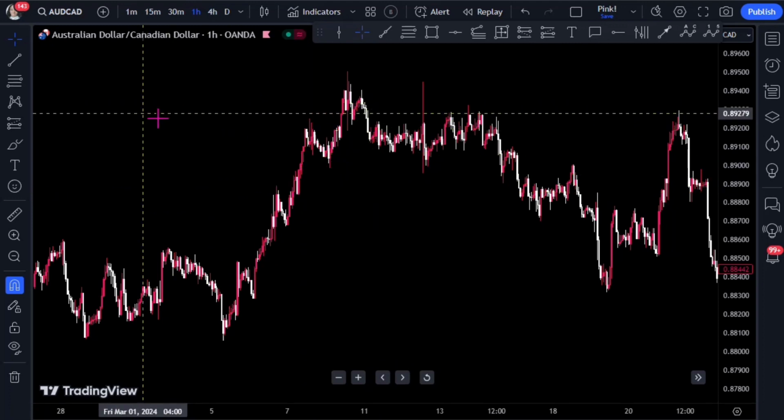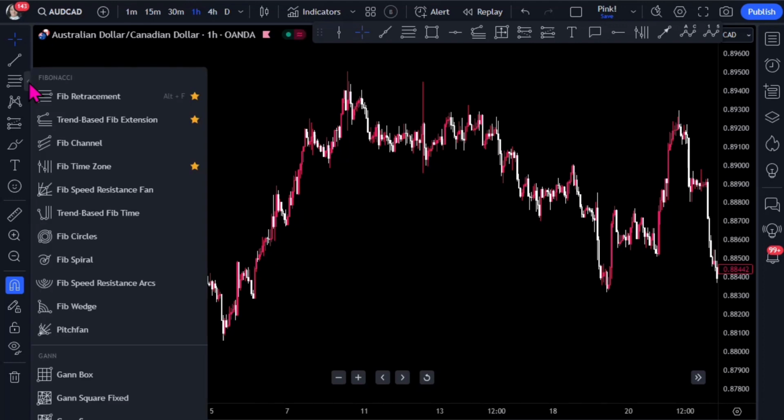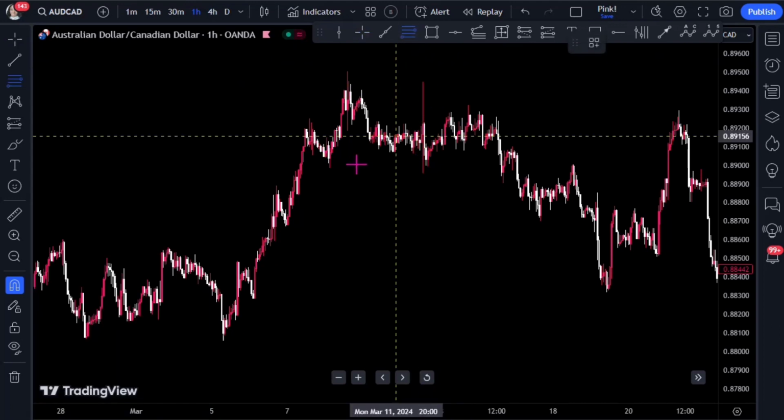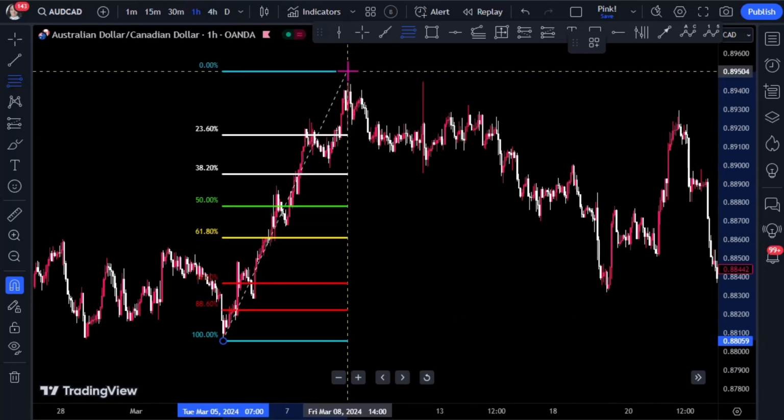But there is something called Gann and Fibonacci tools. So you can open that. If you put a star next to it, it automatically populates in your favorites bar. My favorites are the retracement, extension, and time tools for Fibonacci. For this little example, I'm going to be using the fib retracement tool. And we are going to draw from wick to wick.